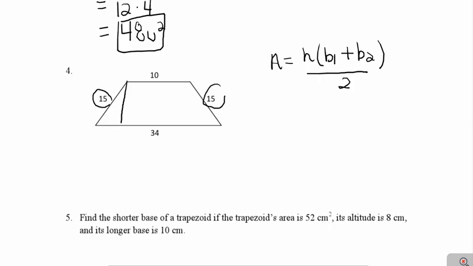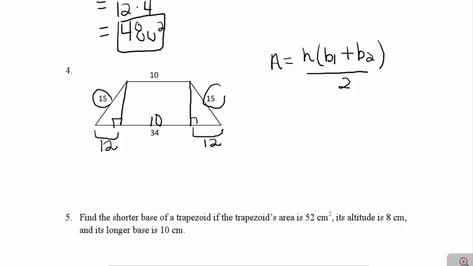So if I were to draw in my heights here and here, I know that I would have a rectangle in the middle and then two congruent right triangles on the outside. Recall that in a rectangle, opposite sides are congruent. So this side would have to be 10, and if I do 34 minus 10, I'm left with 24 for these two pieces. Now, since they are congruent, I can take that 24 and divide it by 2 to get 12 and 12 as the two pieces of the base that are missing.